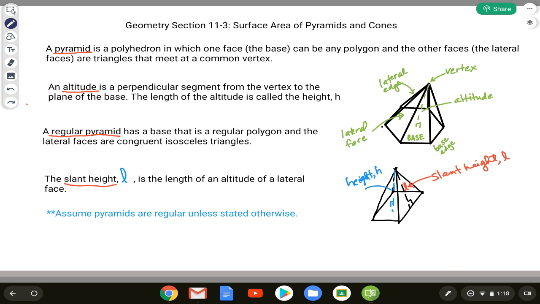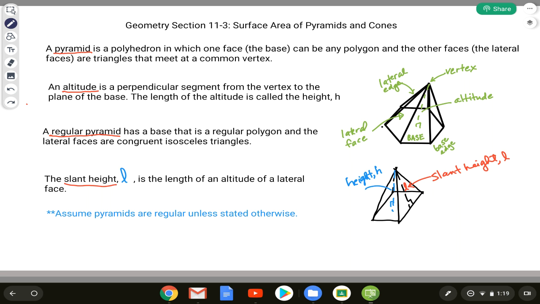The first is a pyramid is a polyhedron in which one face, the base, can be any polygon, and the other faces, the lateral faces, are triangles that meet at a common vertex. And I've got a pyramid drawn in here to the right. In this case, the base is a hexagon, and you can see that each of the lateral faces is a triangle, and they meet at the top at a common vertex.